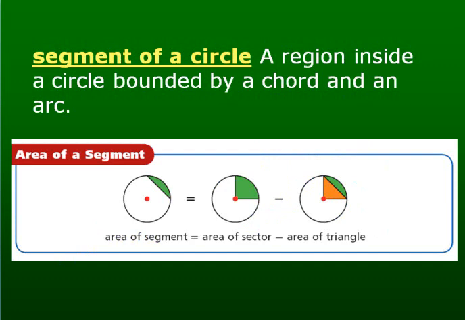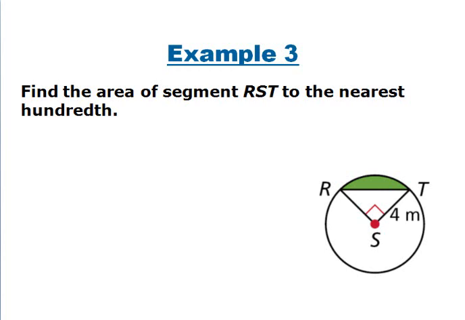Either way. Okay, now we have the segment of a circle, which is a region inside a circle bound by a chord and an arc. So right here, this is the segment of a circle. And here we have the area of the sector. And if you subtract this piece, what remains is that segment of a circle. Okay, example 3. Find the area of segment RST to the nearest hundredth. So they just want the area of the segment. So just this green piece right here.